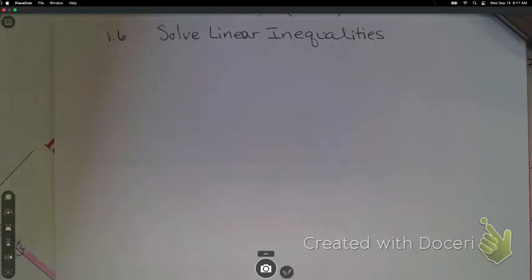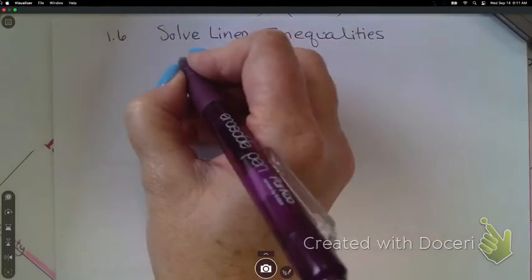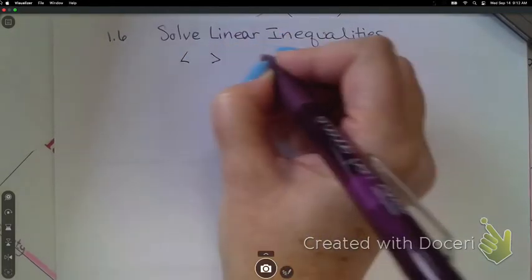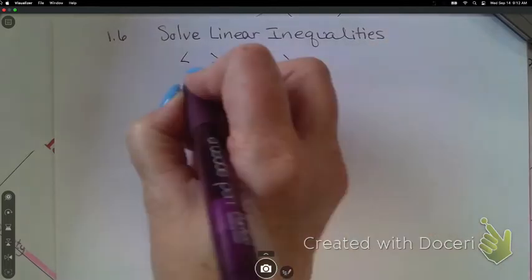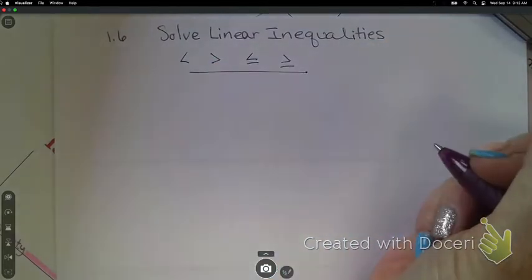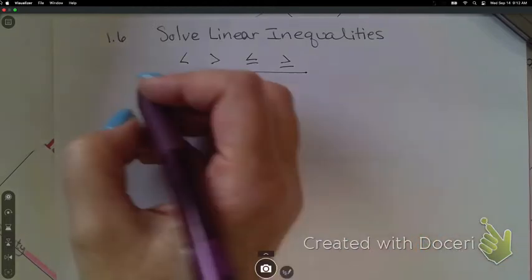Okay, 1.6, solve linear inequalities. So an inequality is less than, greater than, less than or equal to, or greater than or equal to. Those are inequalities. Okay, so first we're going to graph.